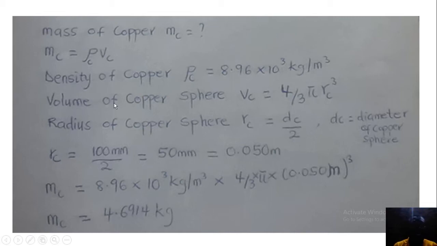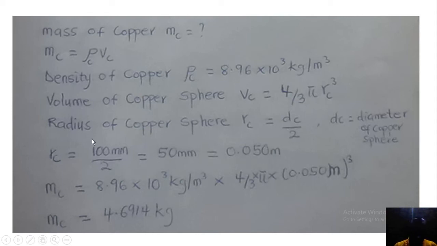And the volume of a copper sphere is given by 4/3 times pi times the radius of copper cubed. The radius of copper, which is R_C, we don't know, but we know the diameter of the copper sphere to be 100 millimeter, which is given to us in the question. So to get the radius, you divide 100 millimeters by 2 to get 50 millimeters, and then you convert to meters because you are dealing in SI units. When you convert 50 millimeters to meters, you get 0.050 meters.